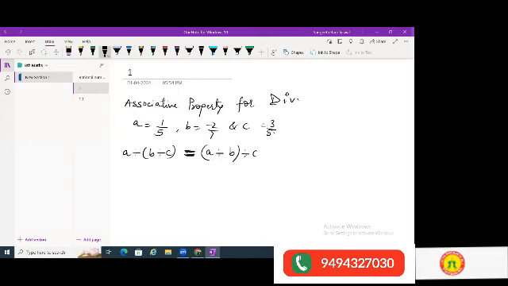So in this case, actually, I'll tell you, this is not equal. Associative property does not hold for division. I'm telling you this in advance. Now here we will prove it first. Okay, let's do.